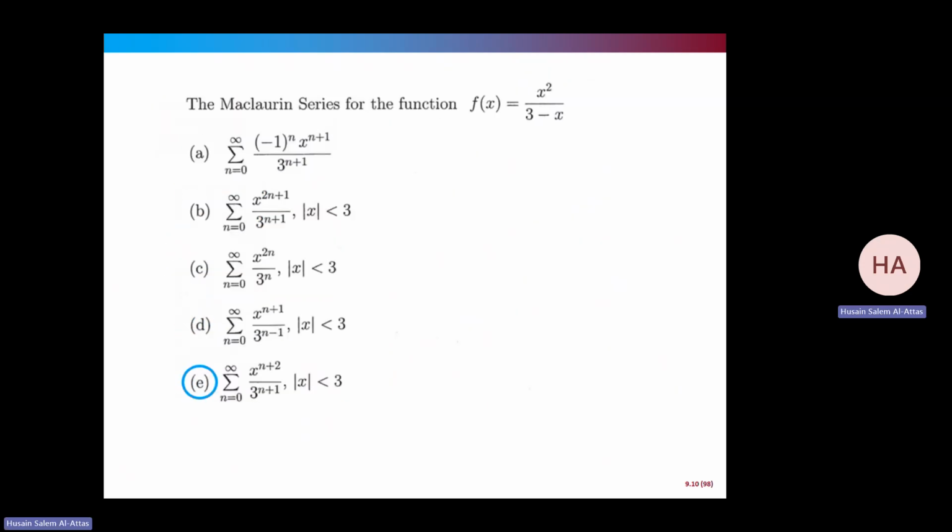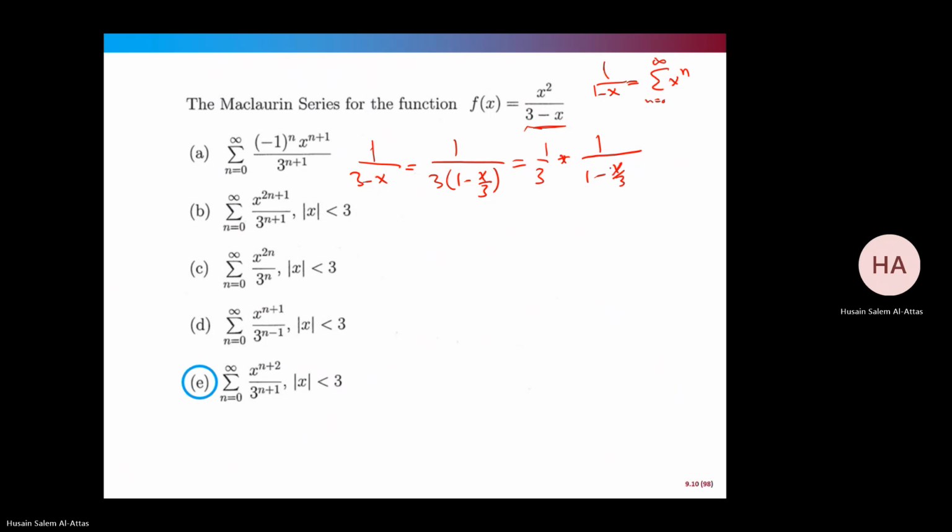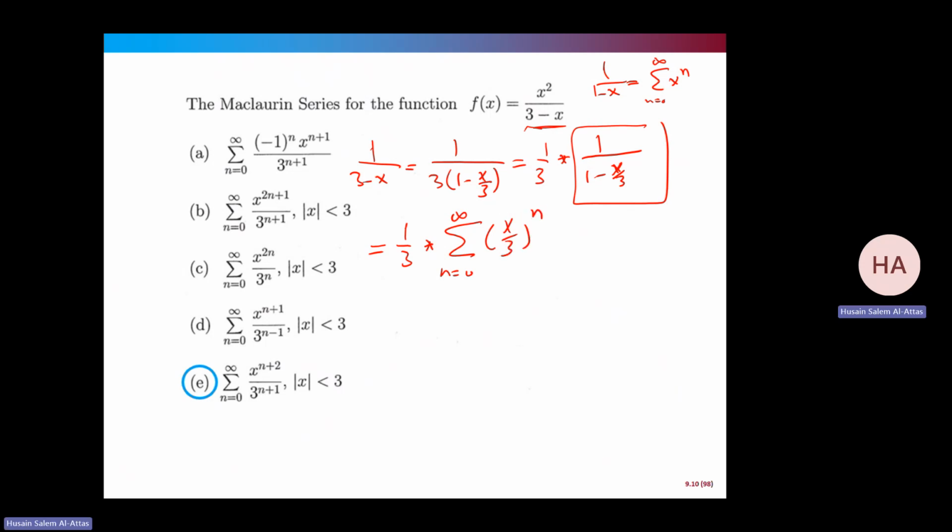Okay, need to go. I have x squared over 3 minus x. How to deal with 3 minus x? I know 1 over 1 minus x is this summation. So for 1 over 3 minus x, I can take 3 as a common factor. I have 1 minus x over 3 now, so I have 1 over 3 times this. Now do the expansion: 1 over 3 times the summation from n equals 0 to infinity of x over 3 all to the power n. That will be the summation from n equals 0 to infinity of x to the power n over 3 to the power n plus 1.